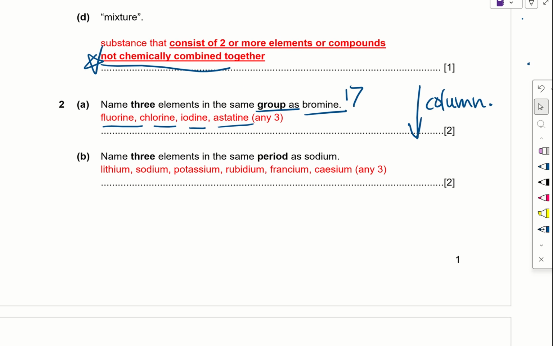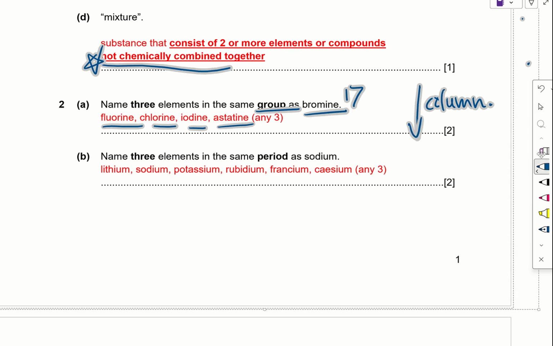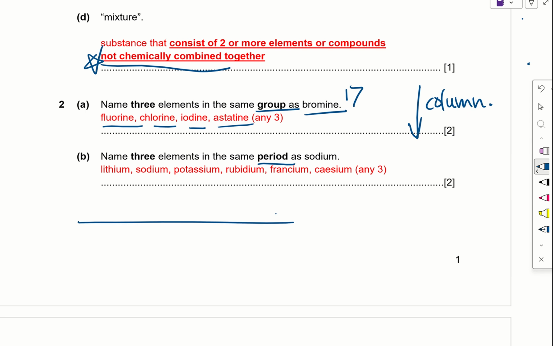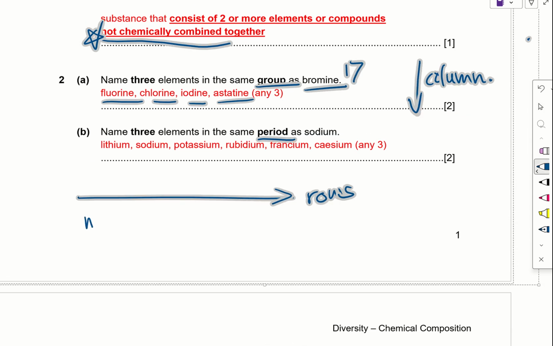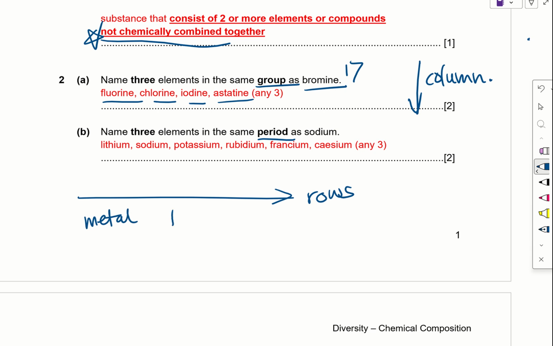Now name three elements in the same period. Period is going from left to right. These are the rows. So these are your periods. Rows mean they transition from metals on the left to non-metals. So for three elements in the same period, if I choose sodium, it will be lithium.